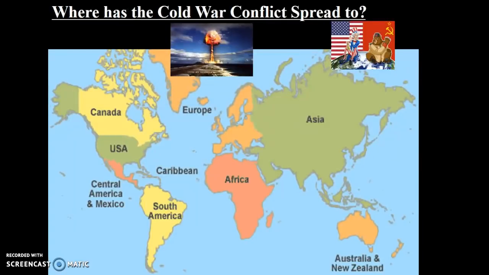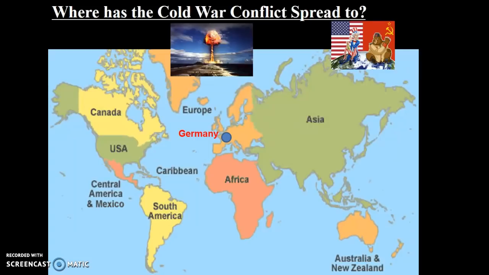So, where has the Cold War conflict spread to so far? If we remember, the Cold War was an issue, an argument, a conflict, or a competition between the two post-World War II powers, the United States, represented here by Uncle Sam, and the Soviet Union, represented here by the grizzly bear. These two countries after World War II are pretty much going to have an intense rivalry and competition over ideologies. The United States is a capitalist country wanting to spread capitalism, and the Soviet Union is a communist country wanting to spread communism.